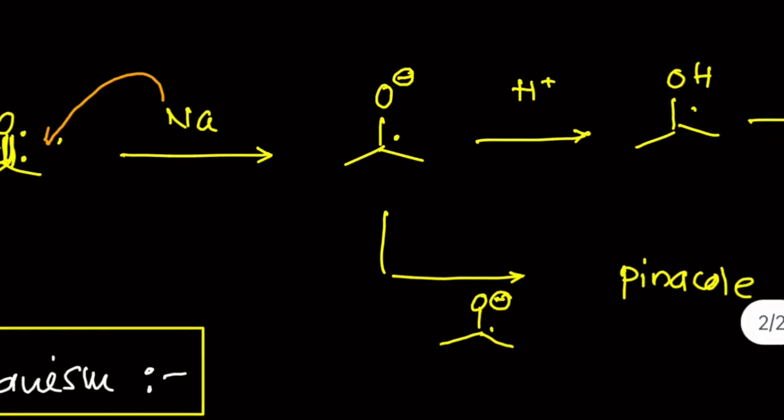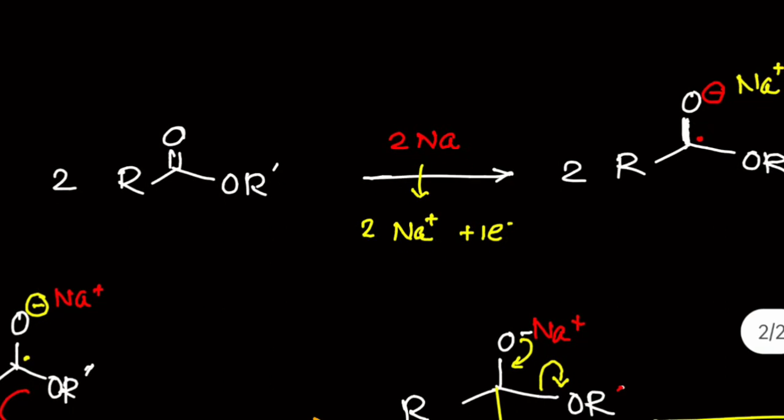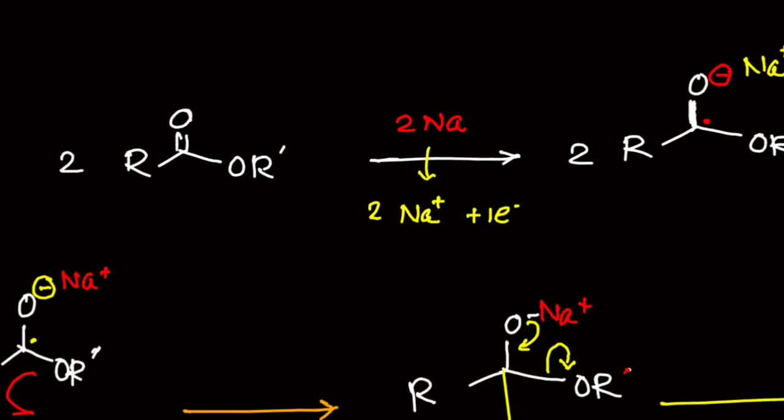Okay, so now in this mechanism, in this reaction, what happened? Actually there are a total of 4 sodium used, that is, this is a 4 electron transfer reaction. Firstly, the ester will be converted into the radical anion. So look at this reaction where sodium is treated with the carbonyl carbon. So 1 electron transfer takes place, and 2 ester molecules are simultaneously converted into the radical anion.